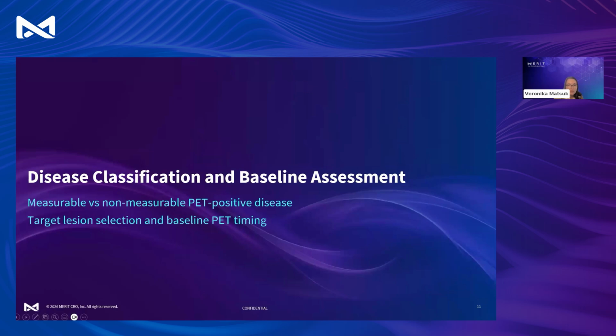And so now that we have this technical foundation in place, the next step is understanding how PET positive disease is classified at baseline. It is important because baseline classification will determine what kinds of response categories are even possible later on. PET RANO does not treat all visible uptake the same way. It will distinguish between measurable and non-measurable disease, and that distinction will drive how follow-up is then interpreted. And so before we talk about response, we need to first define what kind of disease we are starting with.